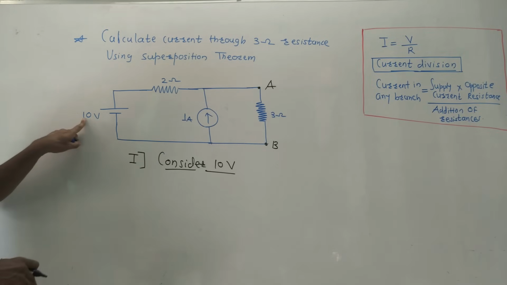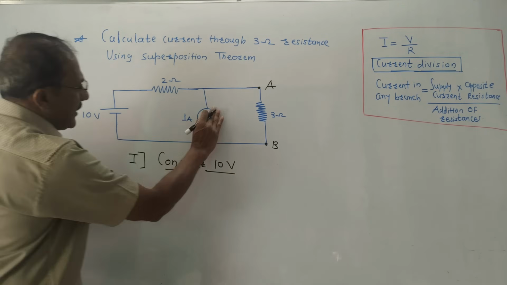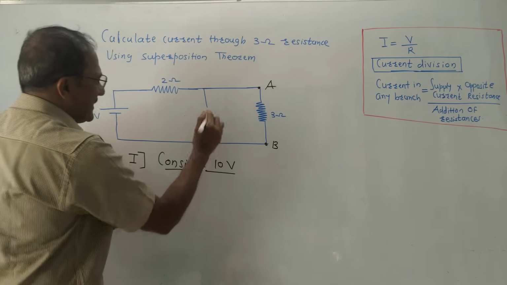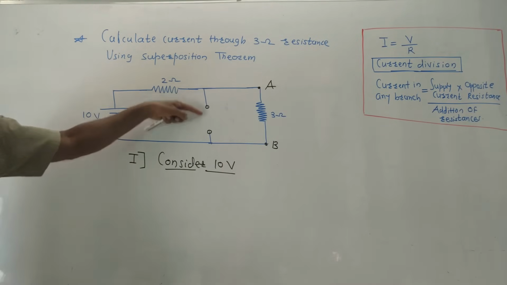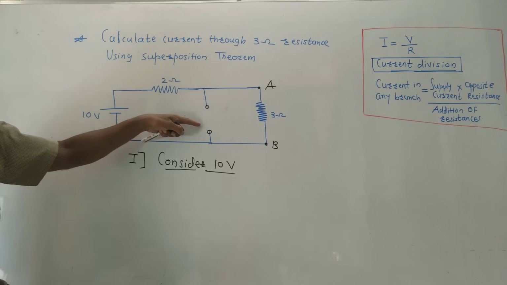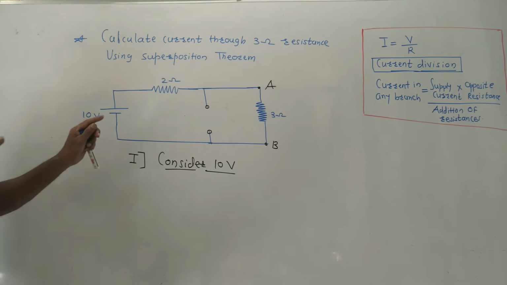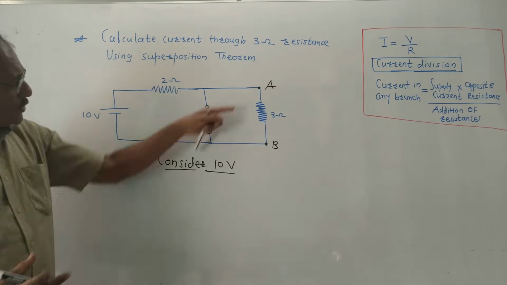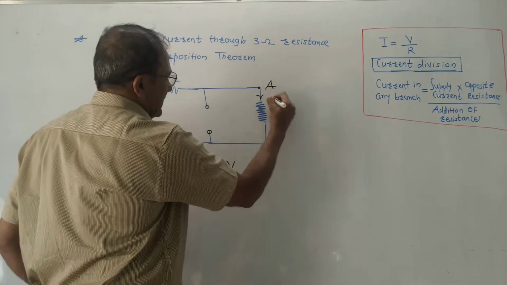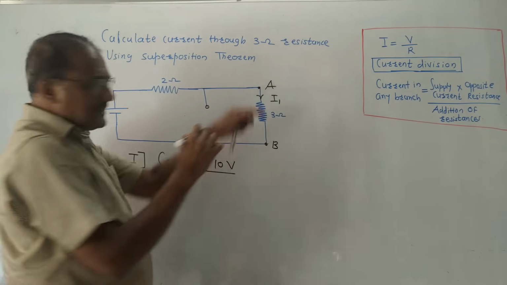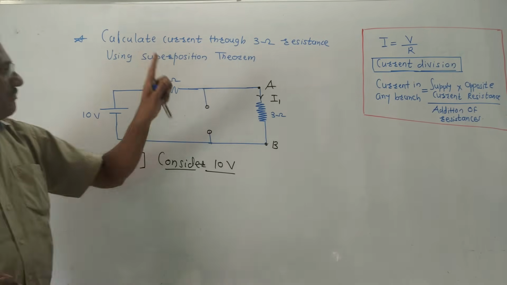So I am considering the 10 volt voltage source. The remaining source is 1 ampere. I need to open circuit it. Open circuit it means simply we need to draw the new diagram like this. Just cut the wire from this branch and it will represent the open circuit. Now, using any method, you are supposed to calculate the current passing through AB. Let us denote this current by I1. Since it is the current of stage 1, I am using the notation I1.